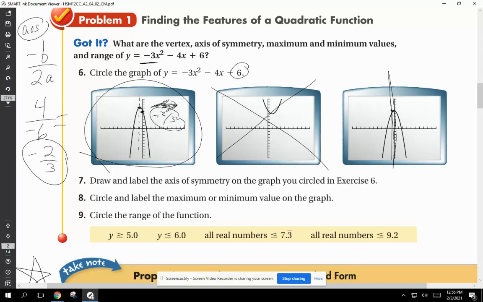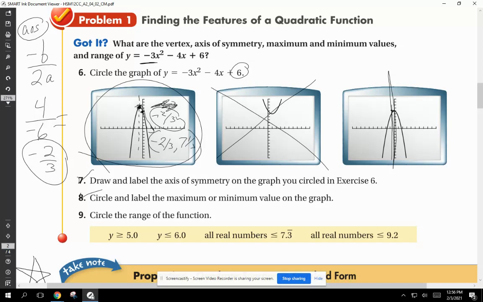So we could plug in negative 2/3 in this equation, and we're not going to do it now, and we'll get the y. The y is 7 1/3. So it's negative 2/3 and 7 1/3 is your vertex. That's your vertex up here. So we did this. Circle the range. What's the range? X or Y values?